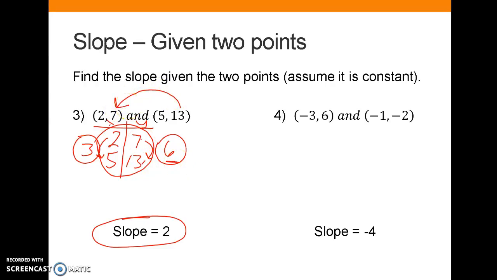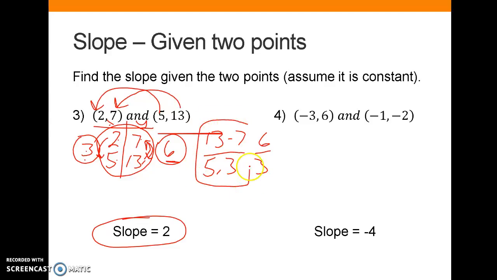13 minus 7, that's the 6. And then on the bottom, we got the 3 because we took 5 minus 2, which is 3. And then 6 divided by 3 is a slope of 2. So we're using this form right here to find the slope.